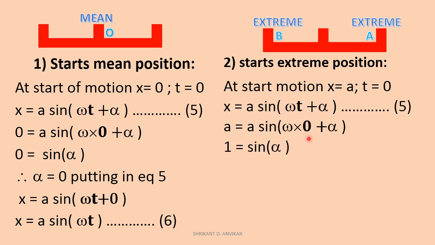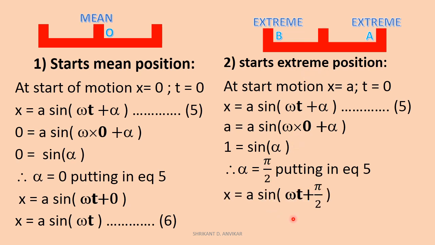Now if we transfer a from one side to the other, we get a upon a equals 1. Omega multiplied by 0 is 0, therefore we only get sin alpha. Sin alpha equals 1, which indicates alpha must be pi by 2 radian. When the particle starts its motion from extreme position, alpha equals pi by 2.